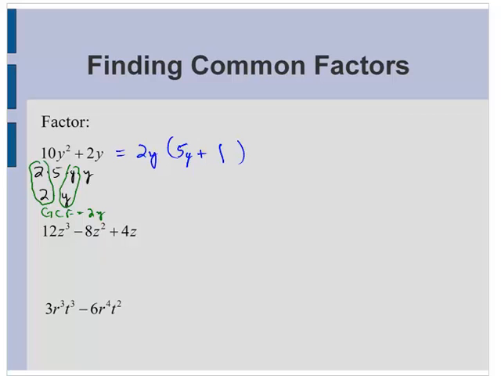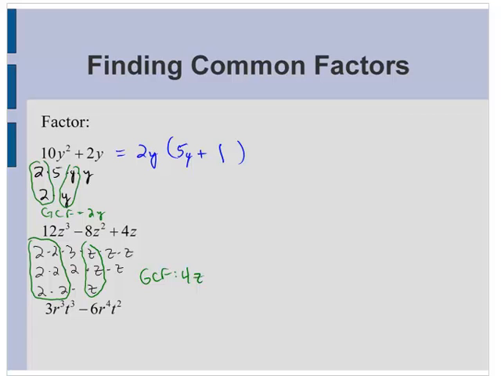All right, finding the GCF for the second exercise. Let's see, 12 would be 2 times 2 times 3 times z by z by z. 8z squared would be 2 times 2 times 2 by z, and the 4z would be 2 times 2 times z. All right, and what's in common? Certainly the two 2's and a single z. So the GCF would be 4z.